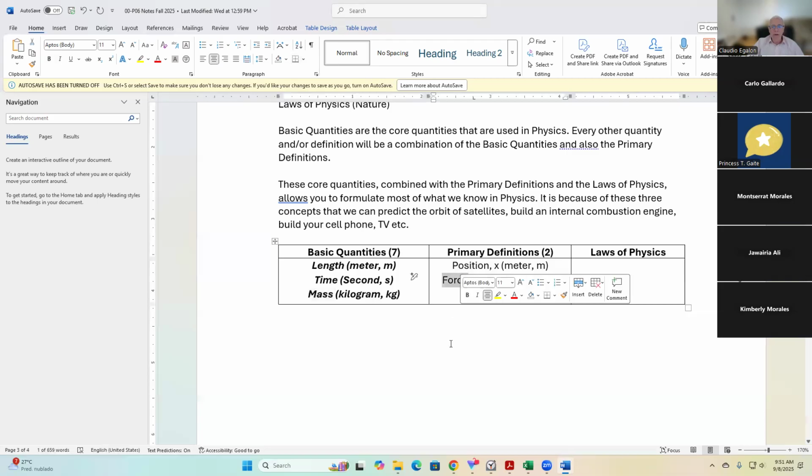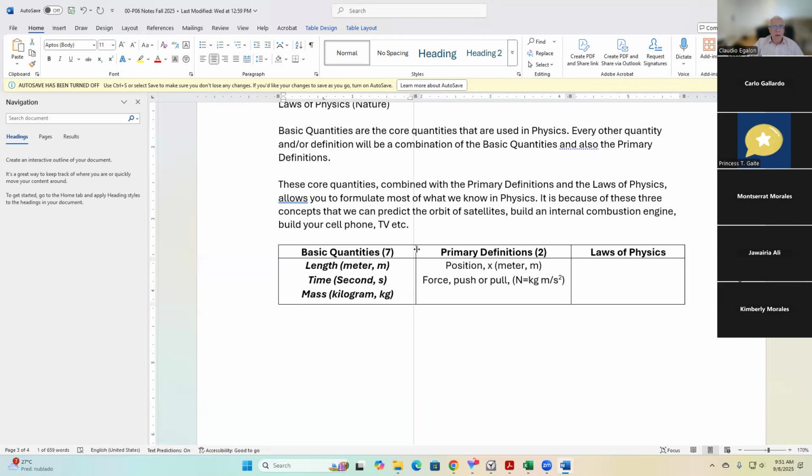Position. And then we have this other concept that has been around since antiquity, which is called force. A force is a push or a pull. Its unit is going to be what we call the Newton, which is a combination of kilogram, meter, and second: kilogram meter per second squared. This unit comes from one of the laws of physics that we are not going to introduce yet. We're going to introduce the laws of physics later on.